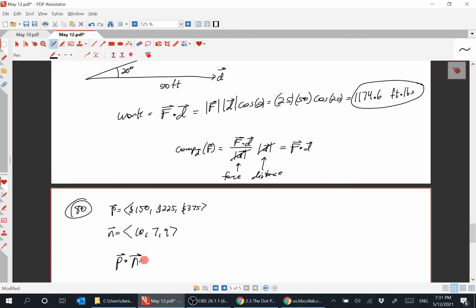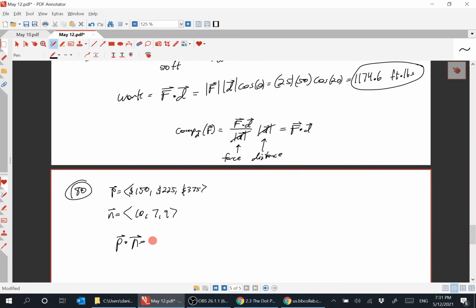So P dot N in this case is 150 times 10 plus 225 times 7 plus 375 times 9. So in this case, it's $6,450. So the units here is dollars, right? That's the number of each bike sold, and this is price per bike. So $150 per this type of bike, $225 for the medium type of bike, and $375 per bike for the deluxe bike, selling 10 bikes, 7 bikes, 9 bikes. So this is so many dollars of what?